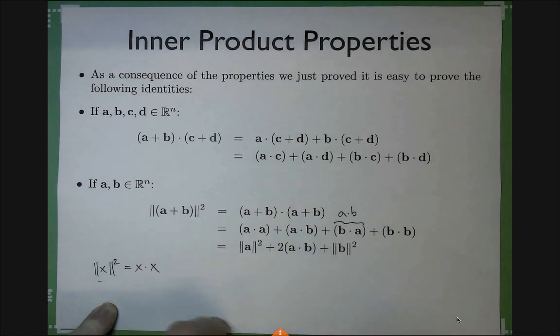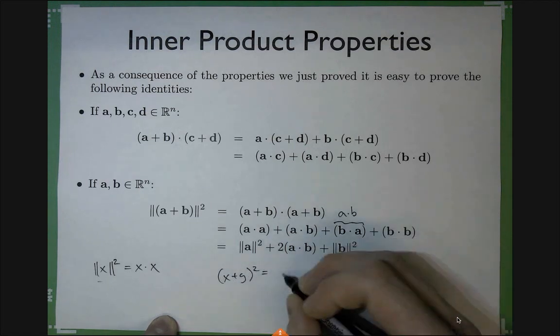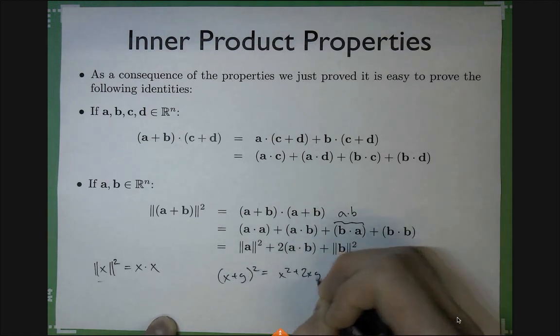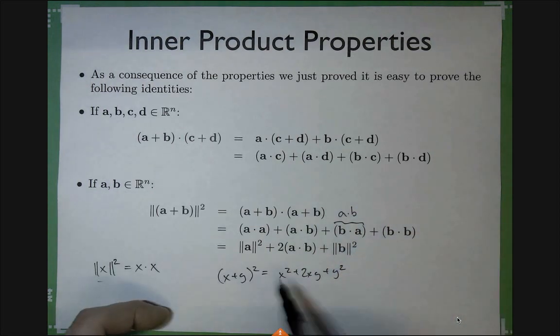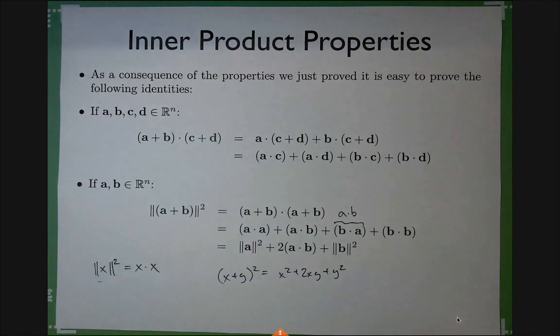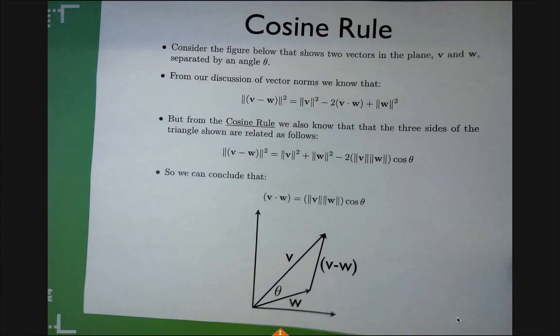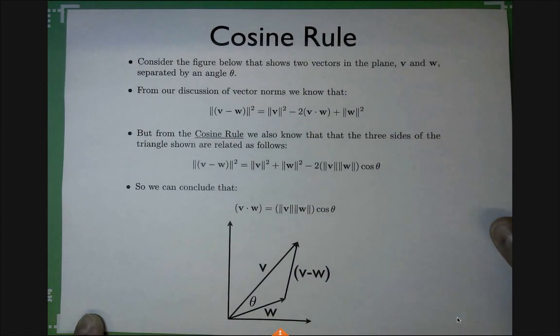And this is the formula. This formula might remind you of something you know for real numbers. You probably know from high school this formula for real numbers. This is essentially the analog of that formula for dot product and vectors. All right. Now we will bring in the concept of cosine. So let's jump in there. The cosine rule.